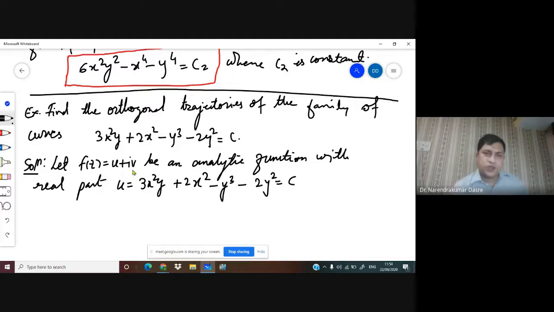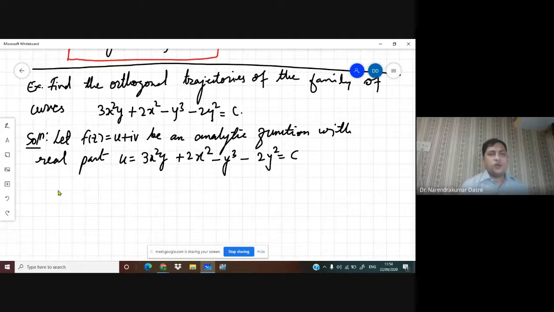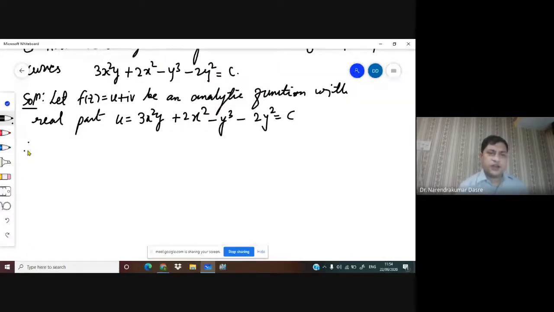is equal to c. So here it is not given whether it is going to be u or whether it is going to be v. So we have the choice. You can consider u also, you can consider v also. So that doesn't matter. Okay. So if we consider this as u, we have to find v. If we consider this as v, we have to find u. Okay. So now we have to go through the Milne-Thompson method, and hence we consider the next step.